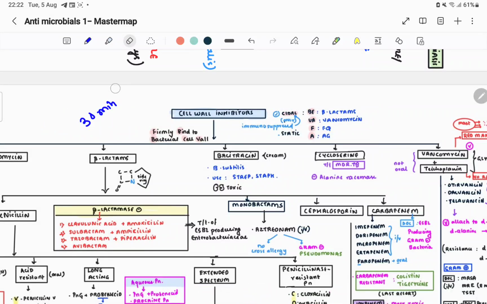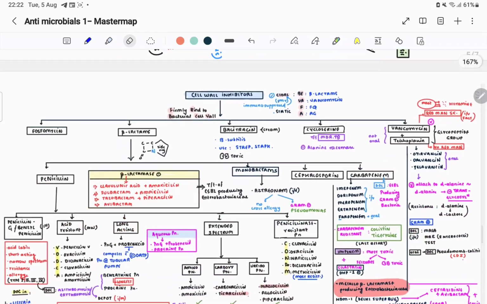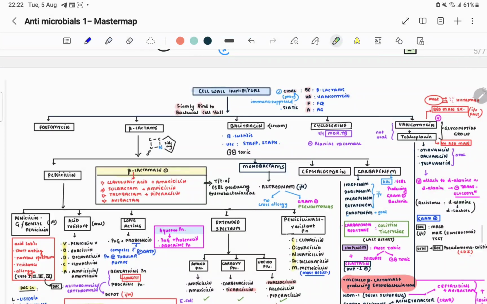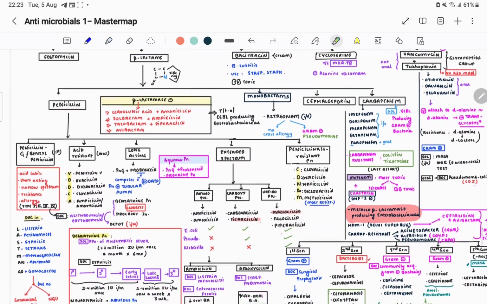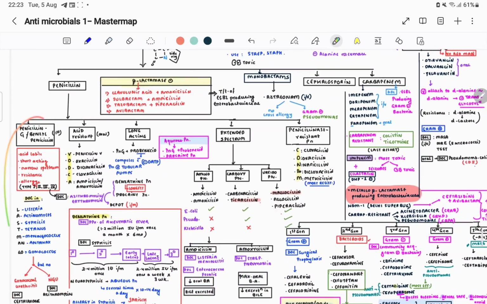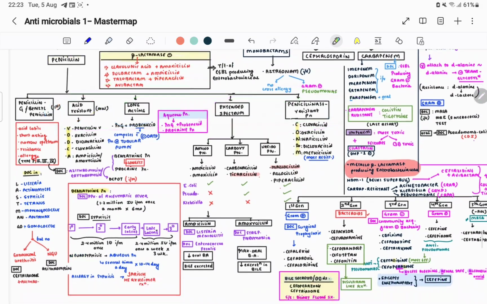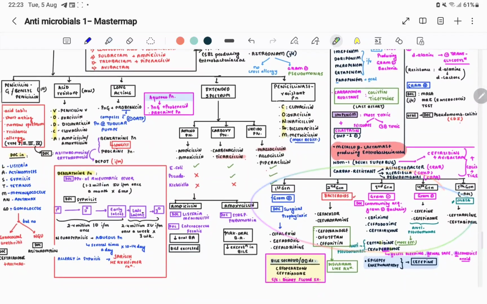Revise this mind map, and they may ask you probable questions. Penicillin is a long question, uses and all. Then cephalosporin is a very famous long question. They will ask you classification. Beta-lactam antibiotics and beta-lactamase inhibitors are very important. They ask you the uses of penicillin, the types of penicillin, acid resistant, long acting, extended spectrum, all of this. They ask you about the cephalosporin classification.